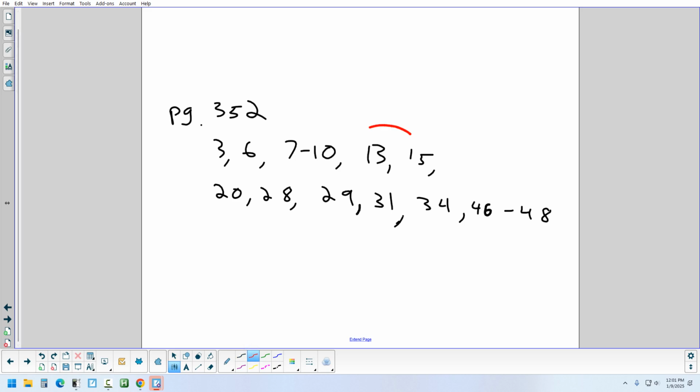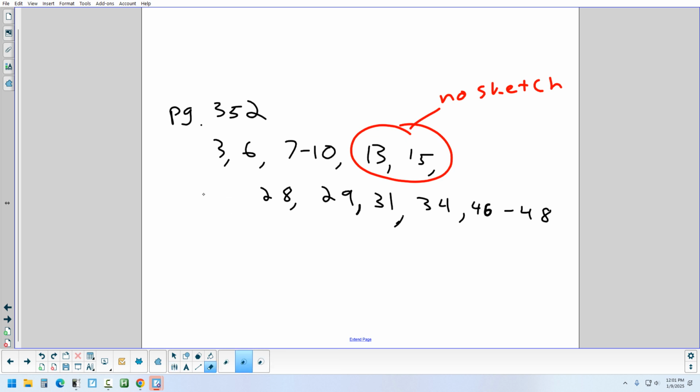13 and 15, these two ask you to sketch. I want you to do everything in the question, but you do not have to make a sketch. So find domain, range, period, and asymptotes. No sketch. That one. And that one. And, okay, 29, 31, that's what we just did on the calculator. And then 34, that's also on the calculator.